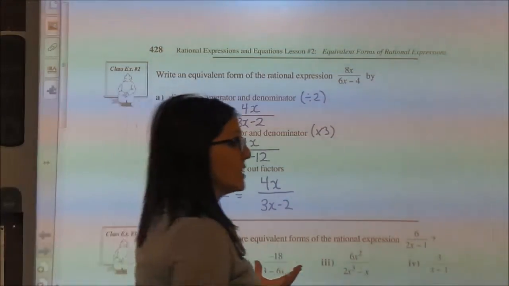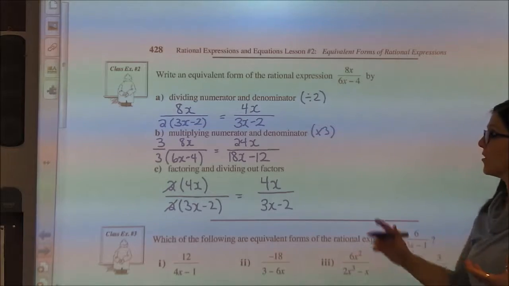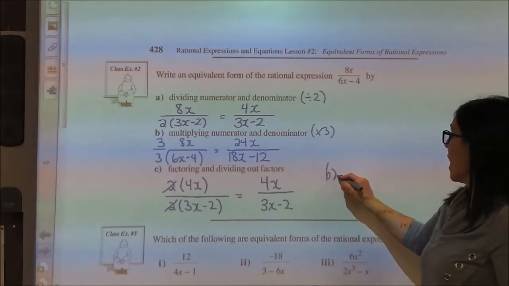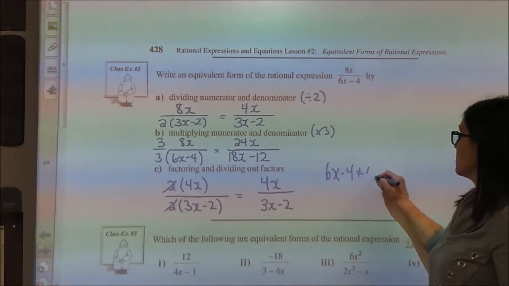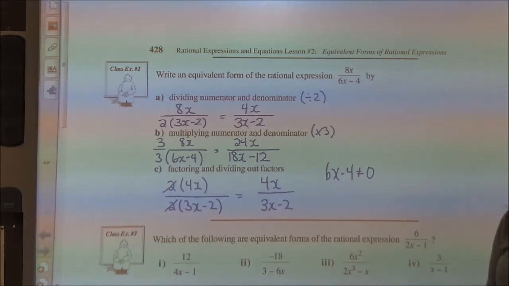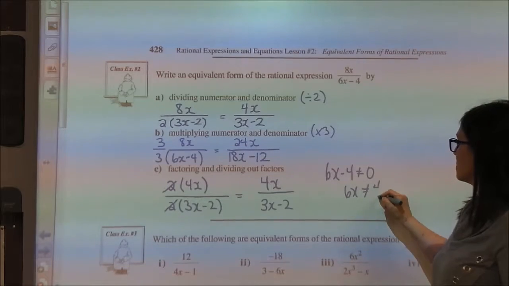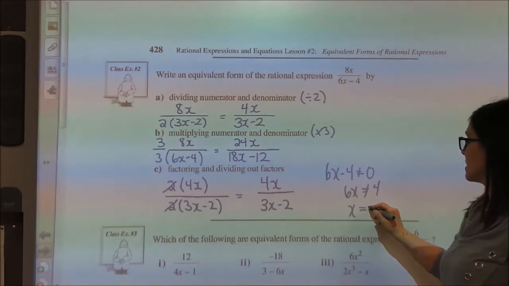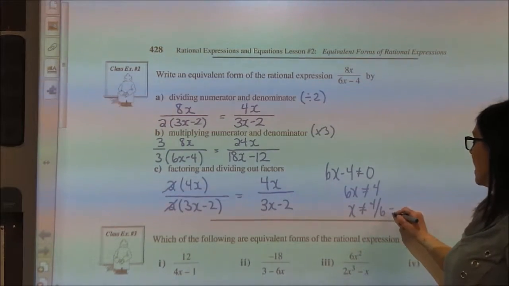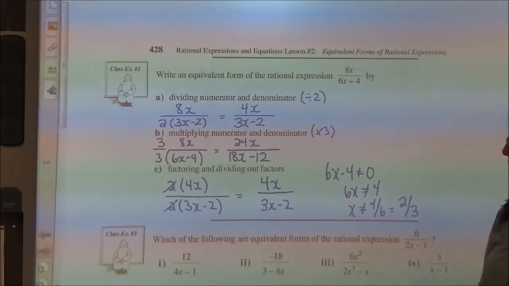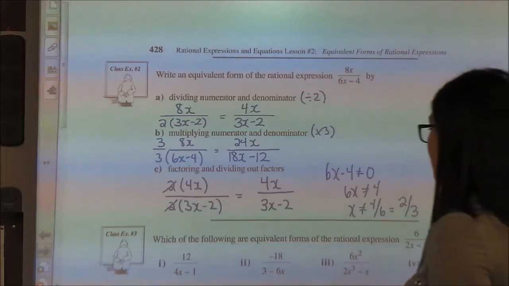If I was to list a non-permissible value for this expression, I would go to my 6x minus 4 and let that not equal 0. Move the 4 over, divide by 6, and then reduce. So in this expression, x cannot be equal to 2/3.